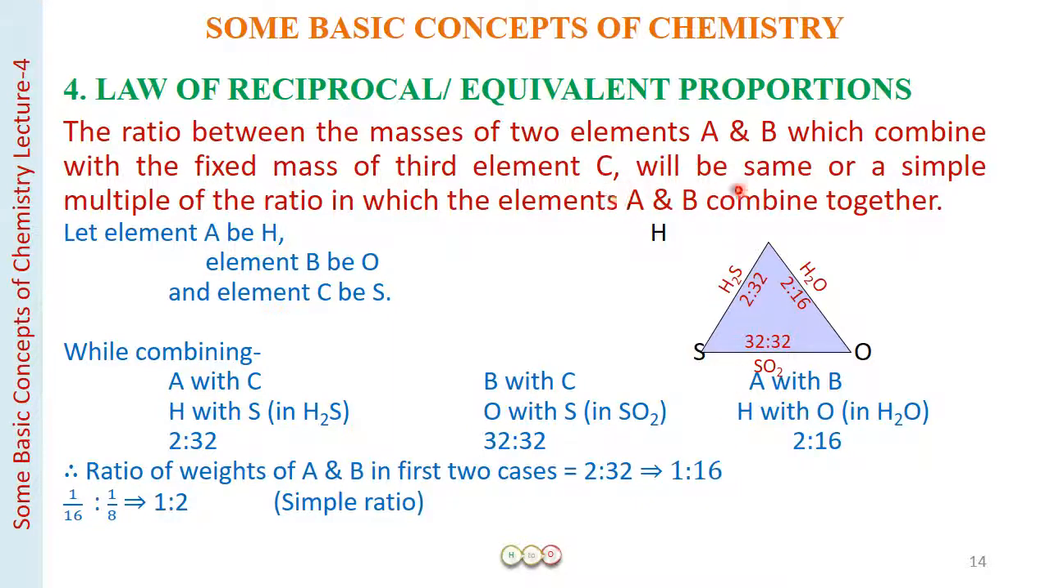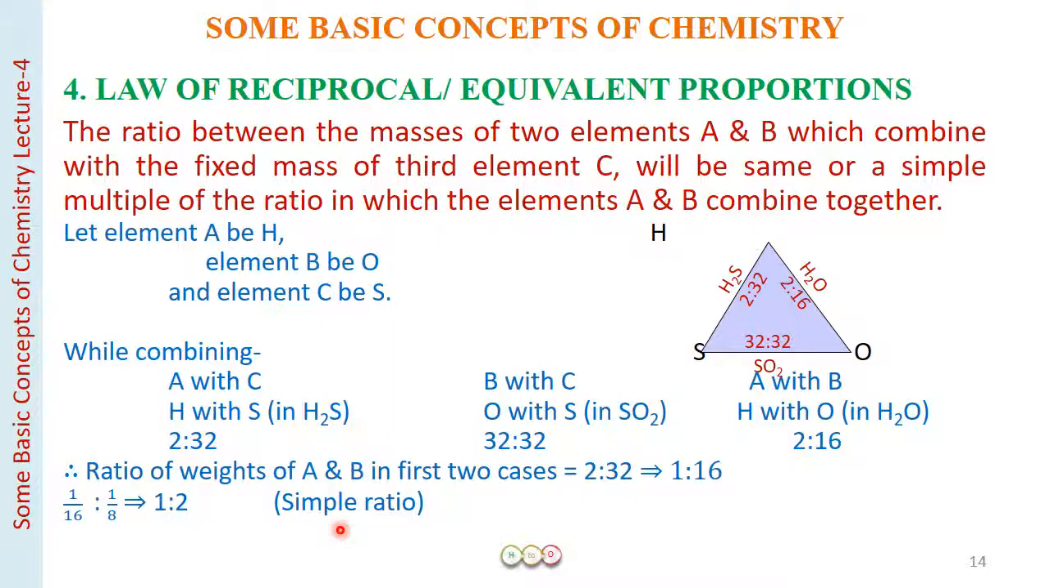So now what the law says is that this ratio 1 is to 16 will be the same or a simple multiple of the ratio in which the elements A and B combine together. Now A and B combine together to form water, right? So what is going to be the ratio of hydrogen and oxygen in water? That is 2 is to 16 or 1 is to 8, right? Now you compare the two ratios. They are not equal, but they are a simple multiple of each other, right? So 1 is to 16 to 1 is to 8 is 1 is to 2, a simple ratio. Hence this is the law of reciprocal proportion.